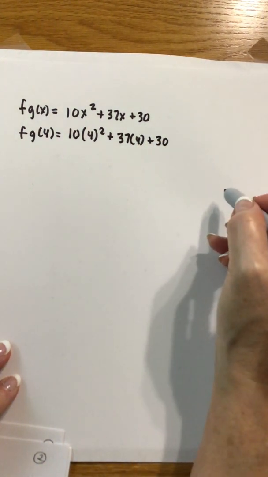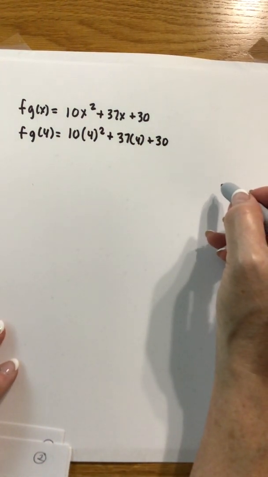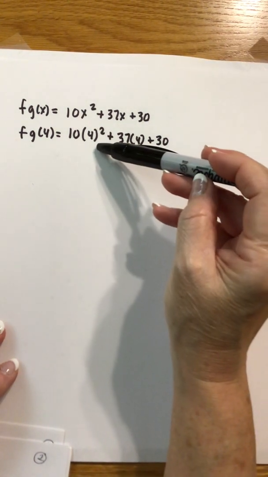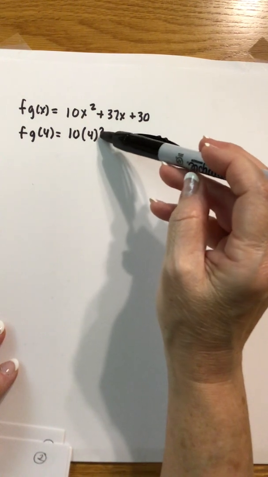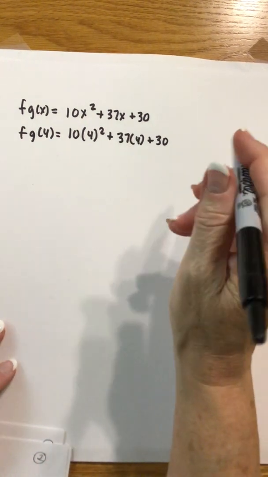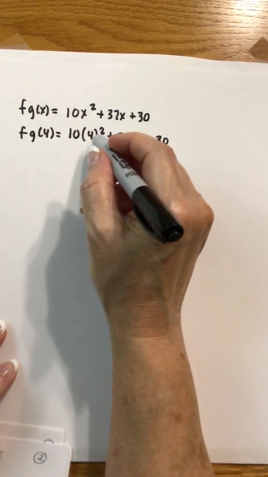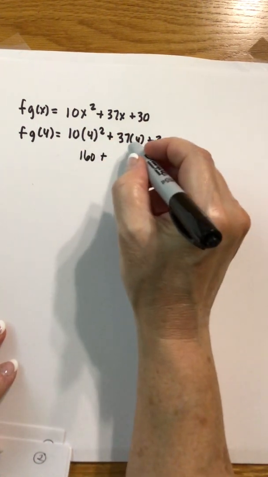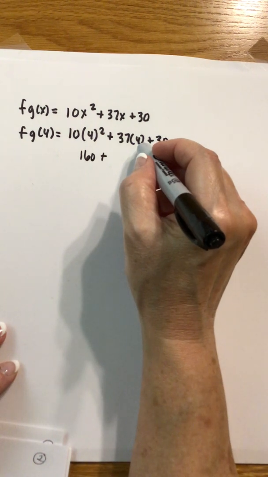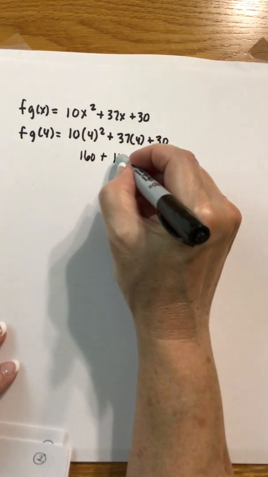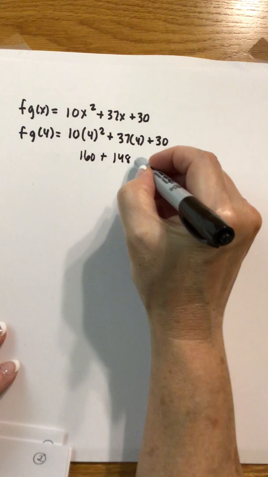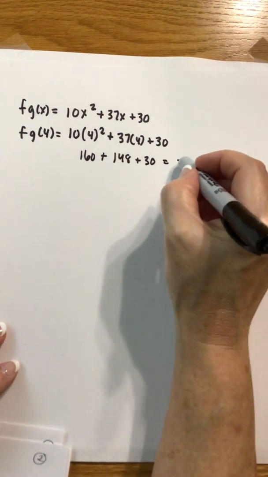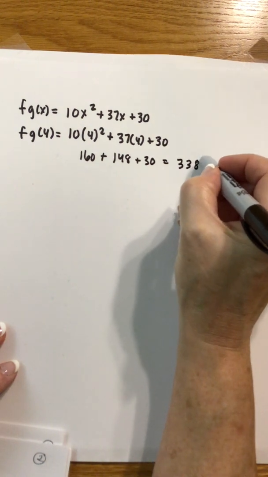Now we have to be careful with, please excuse my dear Aunt Sally on this one. We have to make sure we do them in the right order. So the first thing we're going to do is do the exponent here. 4 squared is 16 times 10 gives me 160, plus my 37 times 4, if I multiply that out, I get 148, and then plus 30, and then I just add straight across, and I get 338.